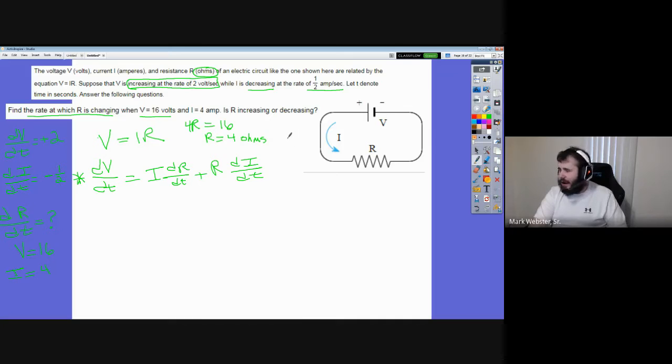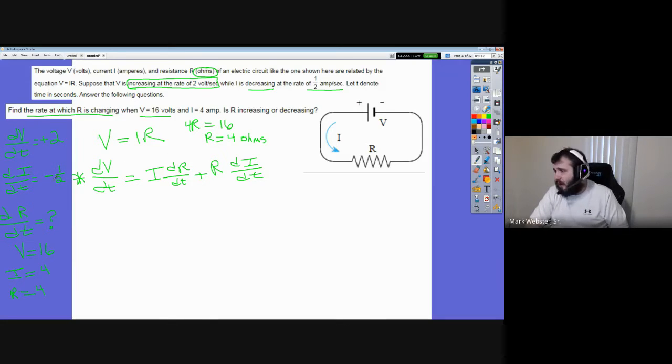Sometimes I often see this instead of just the word ohms. I've seen the symbol as a little capital omega. That's where that comes from. So now we have R. So now that we've collected ourselves, look at what we have. We've got dv/dt, we've got I, we've got dr/dt, that's what we're trying to find. We've got R. We figured out that that was 4 using information we already have.